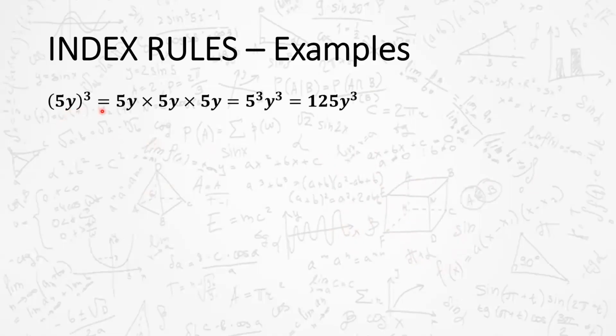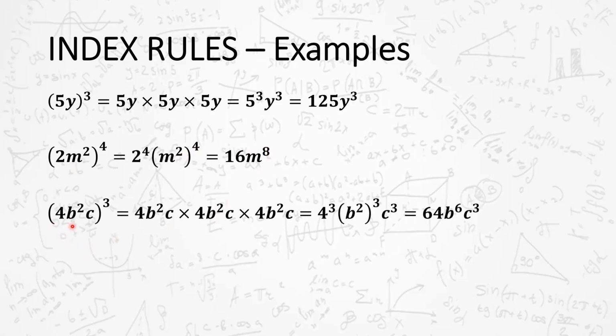(5y)^3 is actually 5y times 3 times. Therefore, it's 5 to the power 3, y to the power 3, which is 125y^3. Similarly, (2m^2)^4 is actually 2 to the power 4 and then m squared to the power 4, which I have 16m to the power 8. 16 comes from 2 to the power 4, m to the power 8 came from m to the power 2 to the power 4, so 2 times 4 gives us 8.